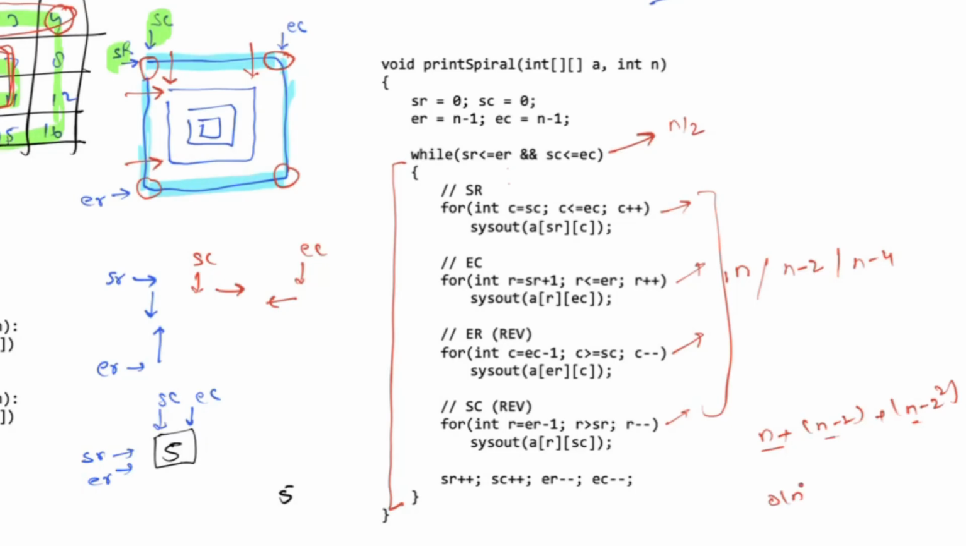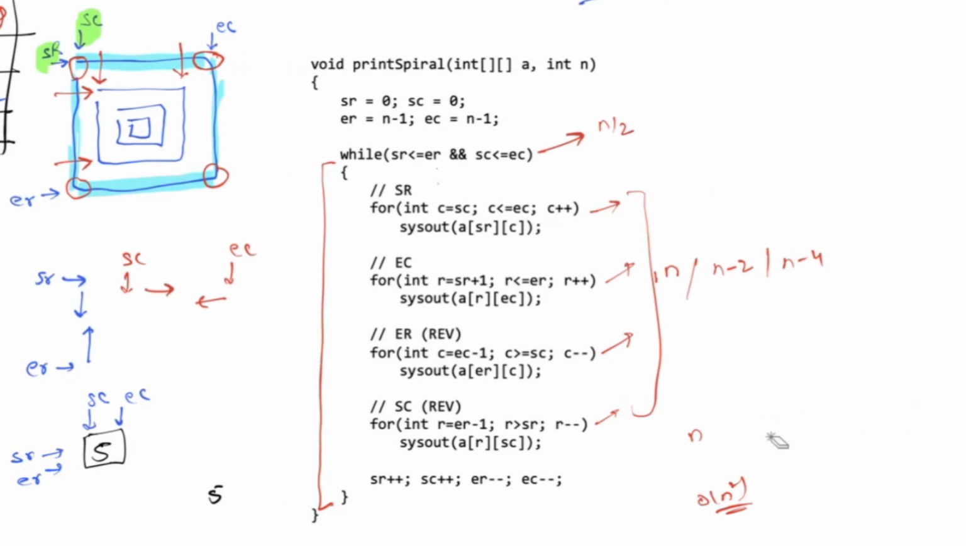One way of looking at it is that the outer loop is executing order of n times and the inner loop is executing order of n times. Therefore, the time complexity will be order of n square. This is one way of looking at it. Now let's look at the second way. The second thing is, how many elements are we printing?